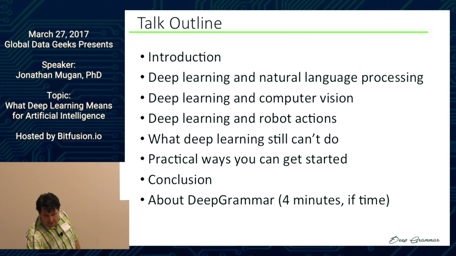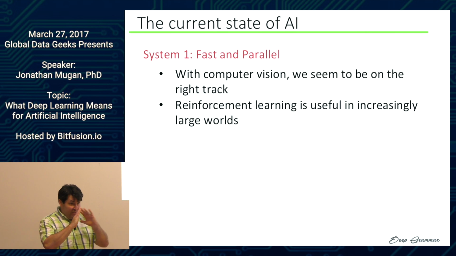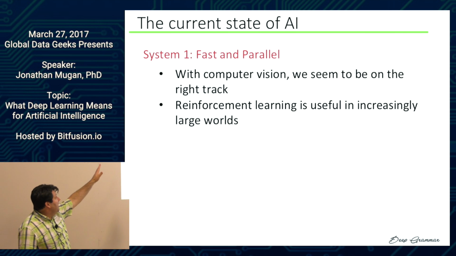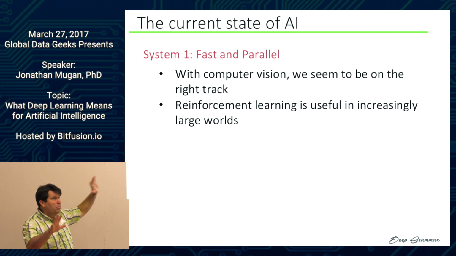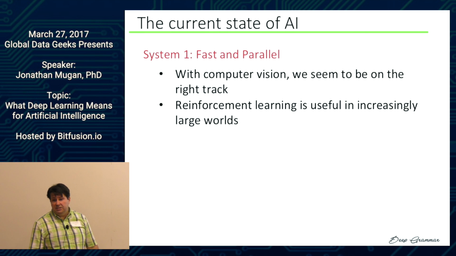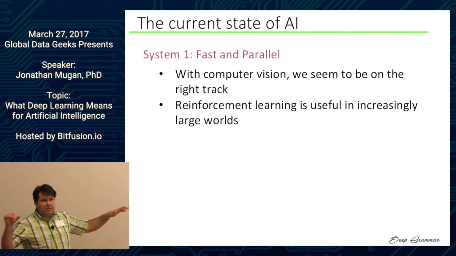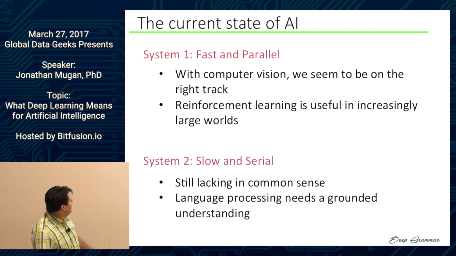Okay, so that's robot actions. Now let's talk about what deep learning still can't do. We've looked at system one, and we've seen that with computer vision, we're doing really well. Our computers can now see in some ways almost as well as we can, and reinforcement learning is doing increasingly well. But it's kind of like when you get new carpet, suddenly your walls look ugly and you need to redo the walls. Our system two now is looking pretty silly.